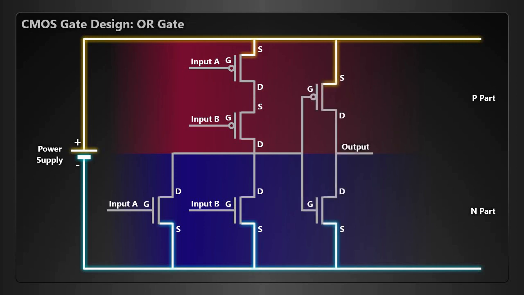To make a 3-input OR gate, we would just need 3 N MOSFETs in parallel in the N part and 3 P MOSFETs in series in the P part. You can again extend the inputs this way to as many as you like. NAND and NOR are considered universal logic gates, which means we can create any other logic gates using them.